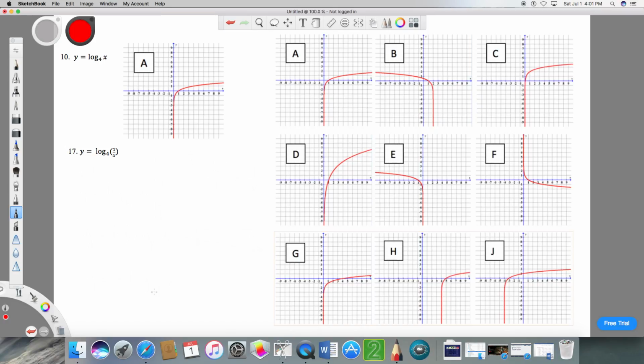What we're doing in these problems is matching the equation to its appropriate graph, and we've been using function transformations on a parent function, on the graph of A, shifting it left or right or up or down, or stretching, shrinking, or doing reflections. And for number 17, it is one of those transformations.